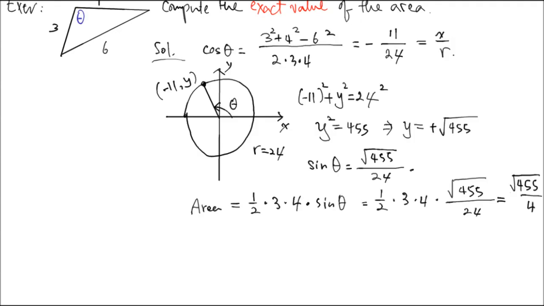Right, I got the y coordinate to be root 455. Just keep it that way. Then sine theta is root 455 divided by the radius 24. Is that right?